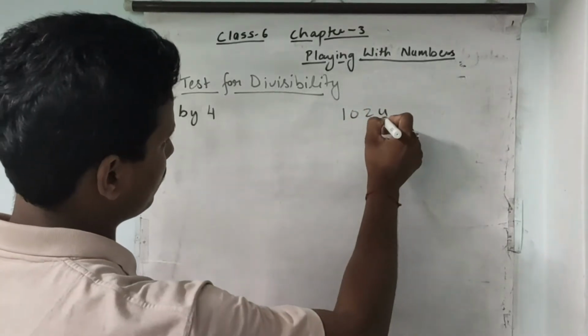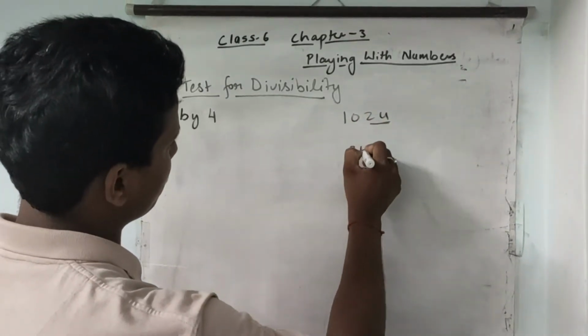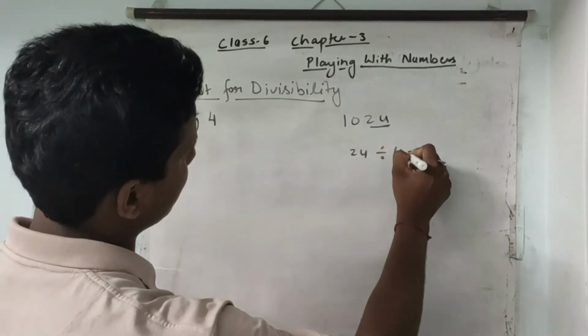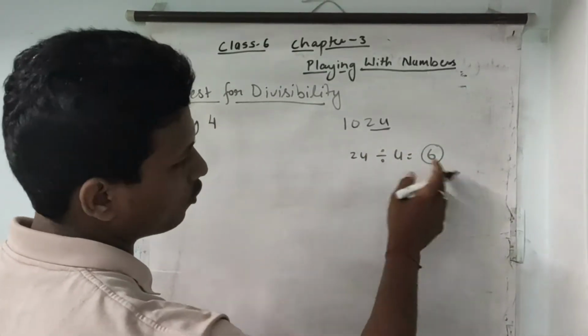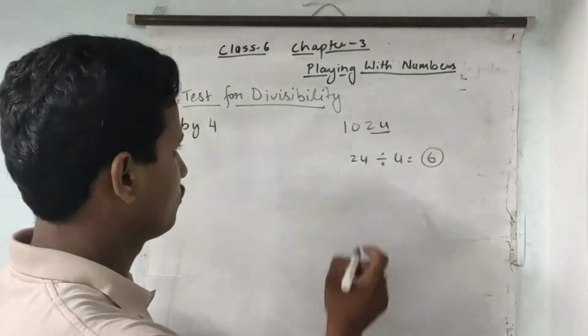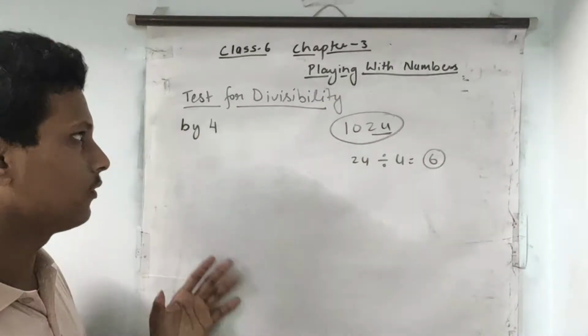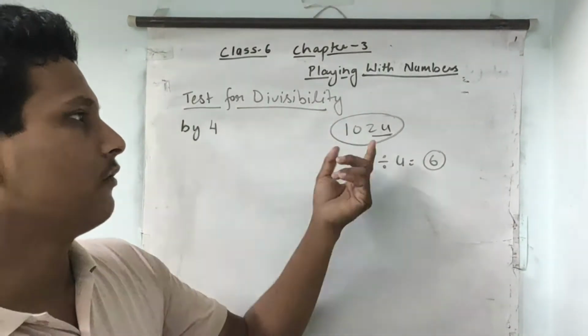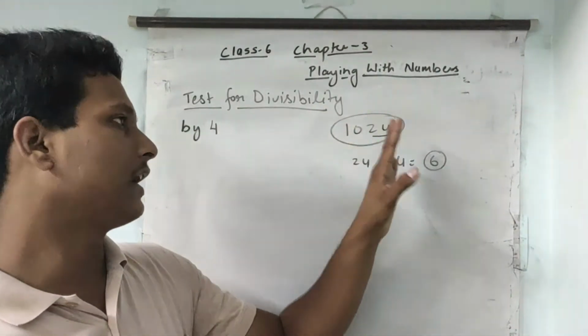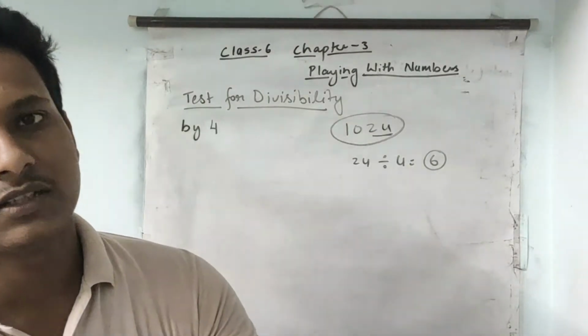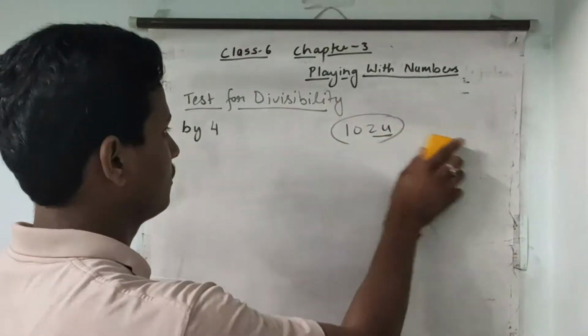So we need to check the number formed by unit and tens digit, that is 24. If we divide 24 by 4, that will give 6, that is clearly divisible by 4. So the whole number is also divisible by 4. So for checking divisibility by 4, we need to check the last two digits, and if the last two digits are divisible, then the whole number is also divisible by 4.